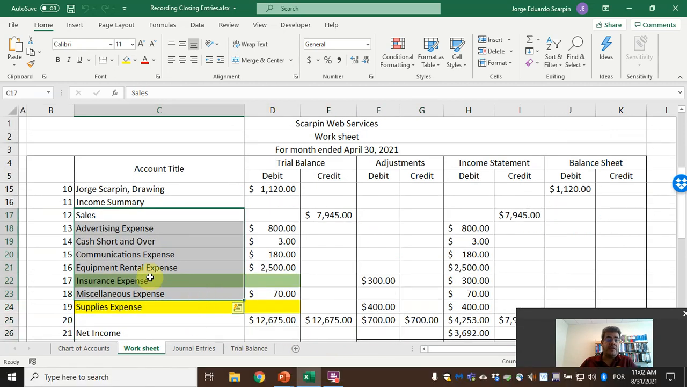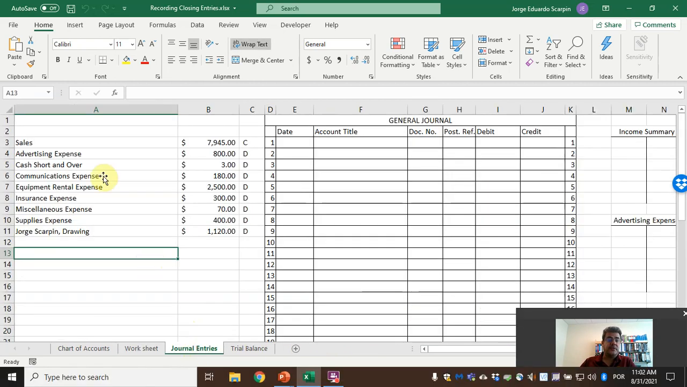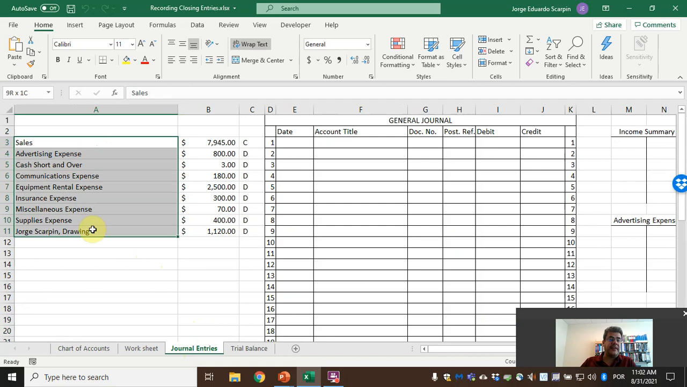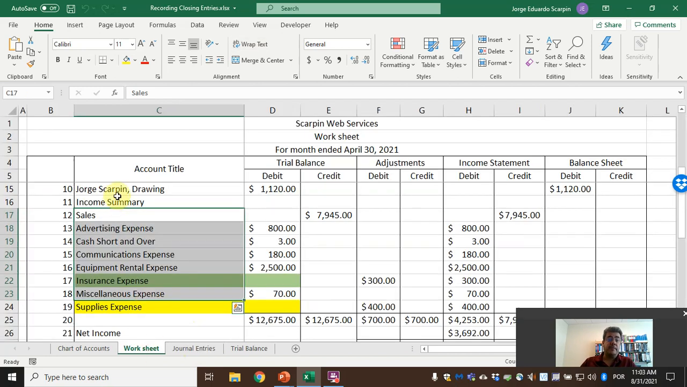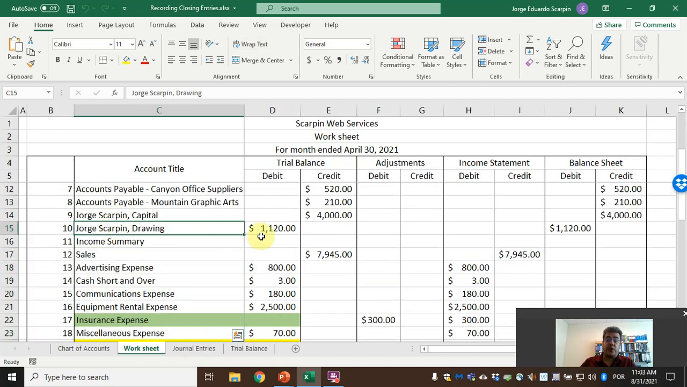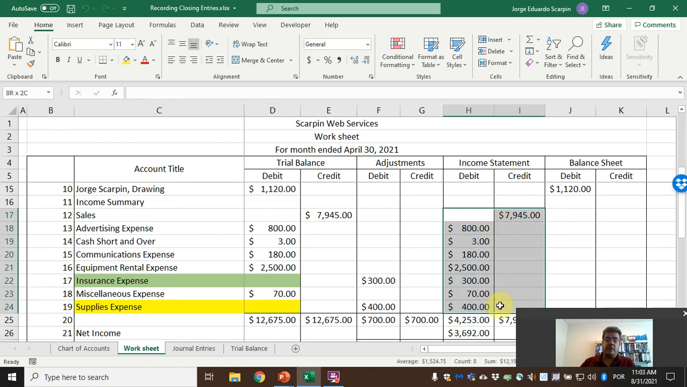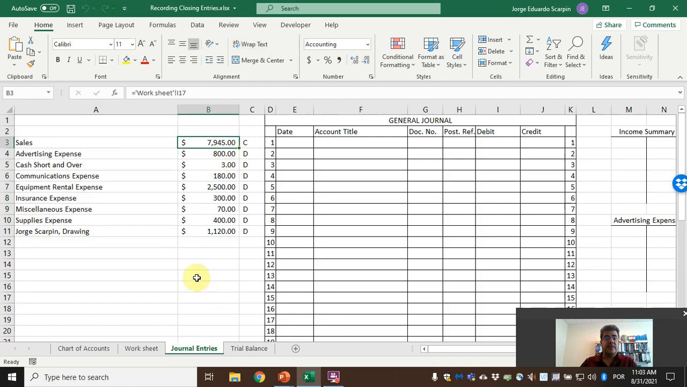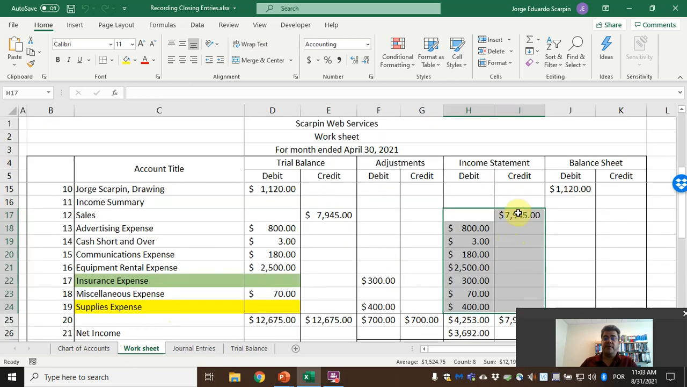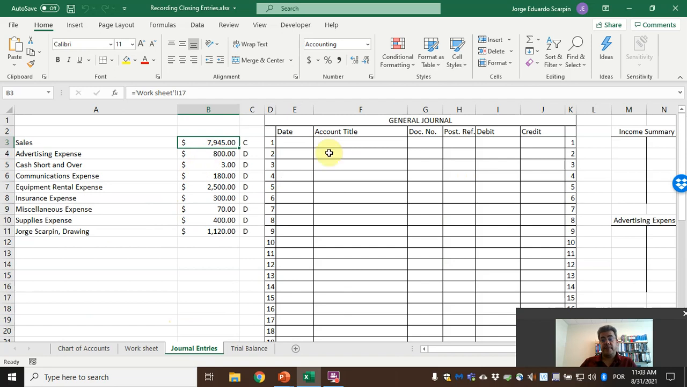We have here our temporary accounts, starting with sales. What I did here was copy and paste sales, advertising expenses, and so on. By the way, it starts with drawing, but we will be doing that later. Then I copied and pasted the ending balance. So here, 7,945 is a credit. The other ones are debits.